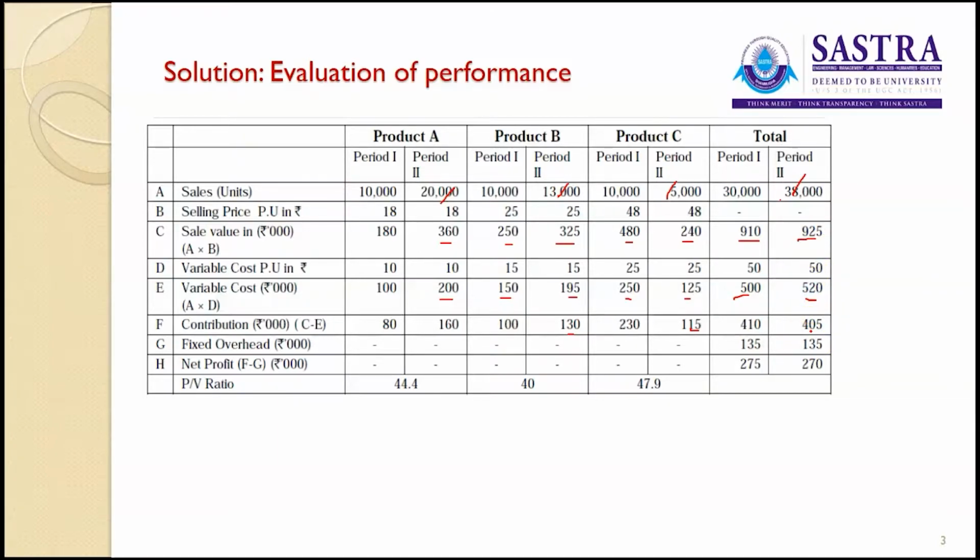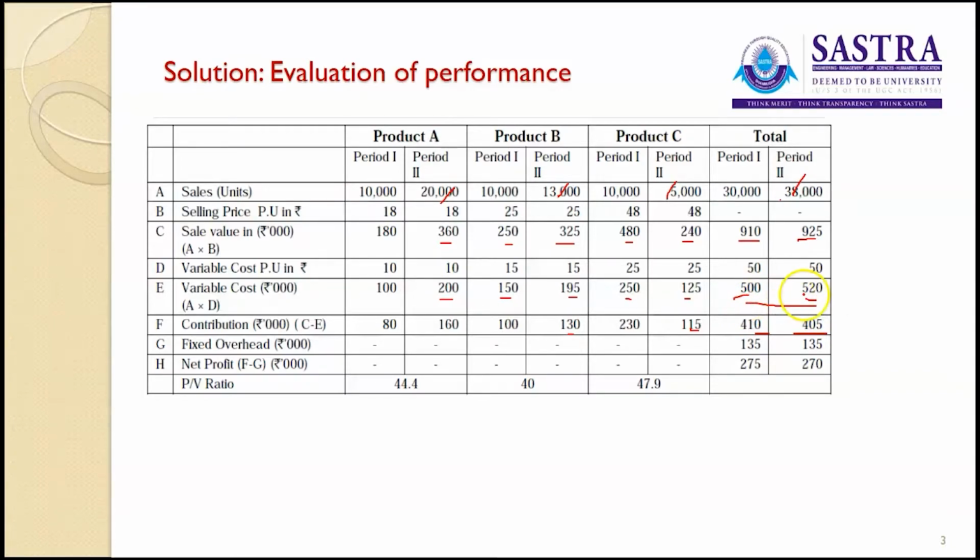So we have 405. Now what is the fixed overhead? That is a constant one, 135 and 135,000. Now net profit is 275 and 270,000. Now see to it here, the contribution has decreased by 5,000. It is 410 here, it is 405 here. But the sales value has increased by 15,000. That is 910 here, here 925. Though the sales has increased by 15,000, the contribution has not increased, because the variable cost has increased by 20,000.